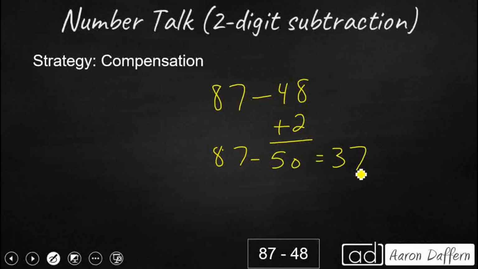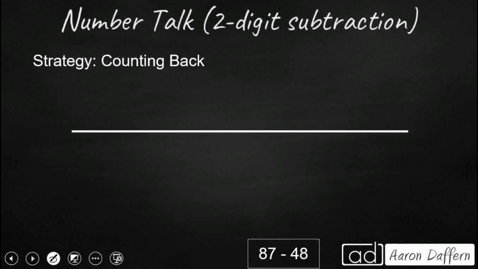Then we have to realize that we changed our subtrahend. We made it 2 more than it needed to be, which means I subtracted 2 more than I needed to. So in order to make it balanced, we have to give those 2 back. So we have to add 2 again to our difference, and that gets us back to our difference of 39. If you subtract 2 more than you need to, make sure you give those back at the end.